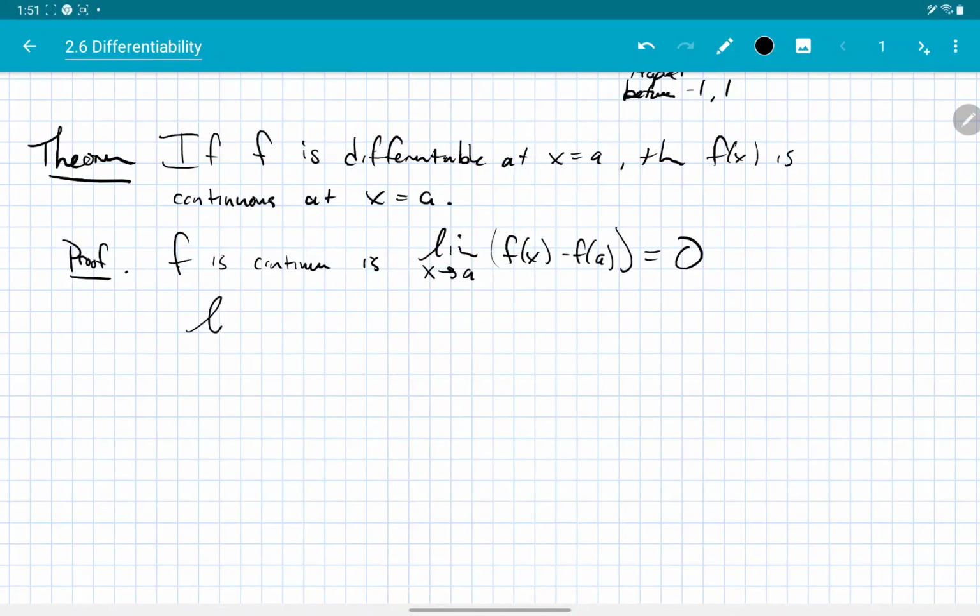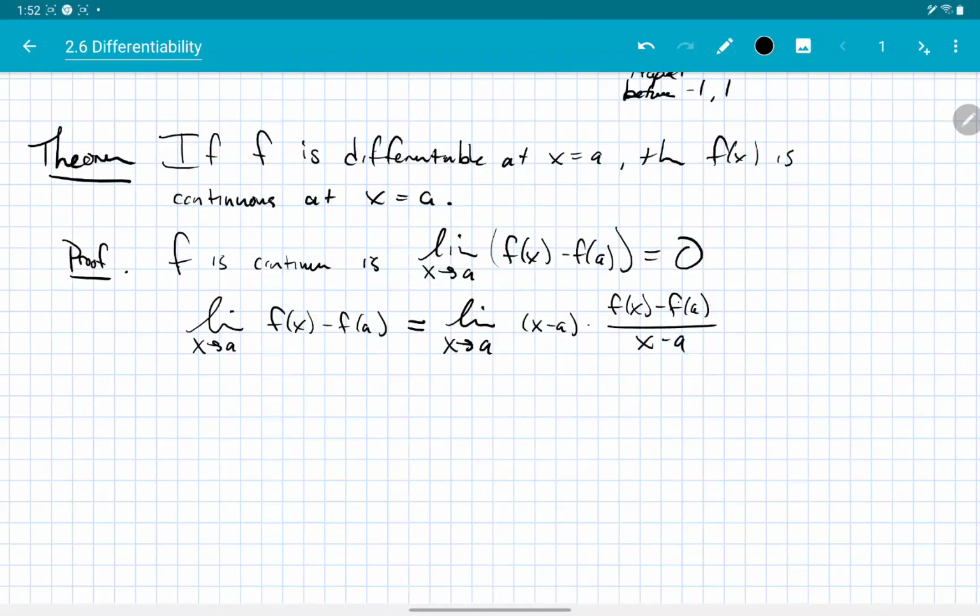All right, well, let's look at this limit. That's equal to the following limit: x minus a times f of x minus f of a over x minus a. I've multiplied by x minus a, but I've also divided by x minus a. And remember, we're not plugging in x equals a. This is a limit. We're never plugging in x equals a. And so this is a perfectly valid thing to do. I'm not dividing by 0 because x is not allowed to be a.